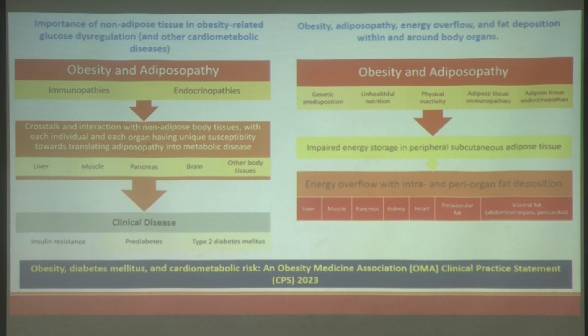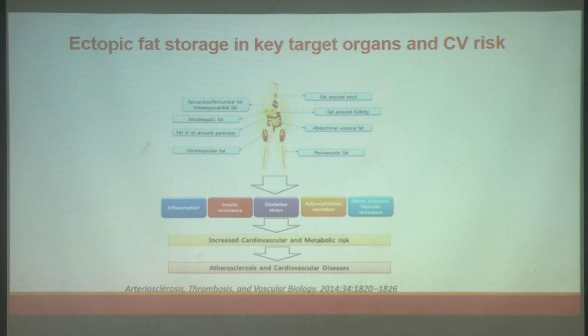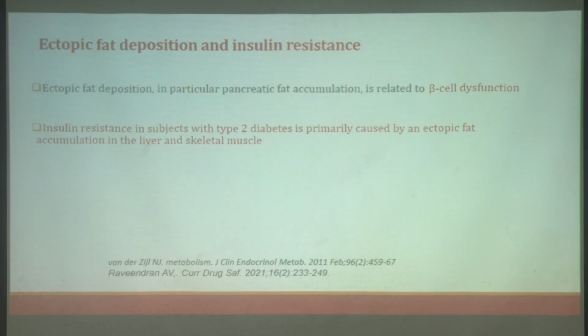And there is a crosstalk whenever somebody has excess fat. Once adipocytes go for hypertrophy, they can get some kind of dysregulation. As a result, it can result in organ dysfunction also when they get deposited. So adipocytes can also deposit in the organs, for example your liver, muscle, pancreas, kidney, heart, and perivascular tissues, and can contribute to significant CV risk.